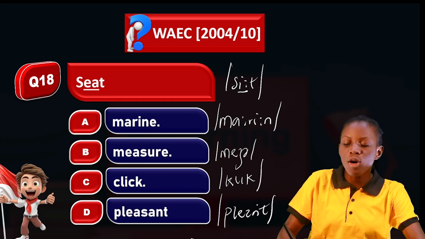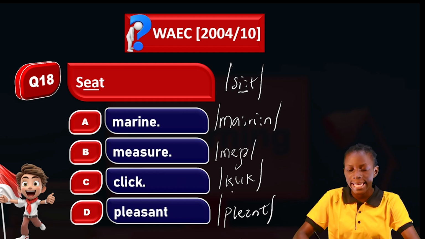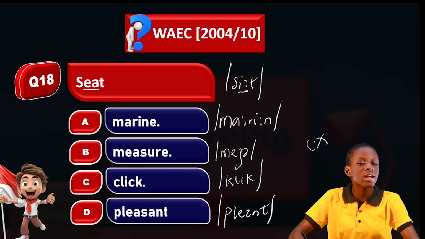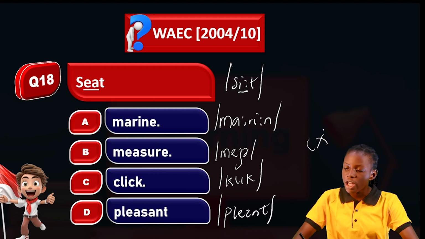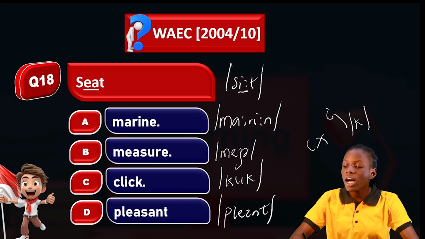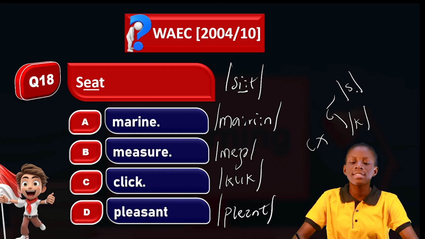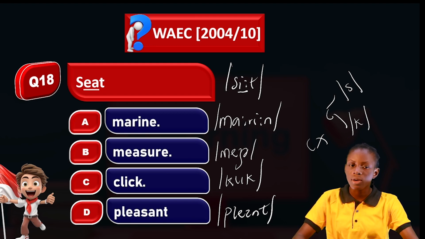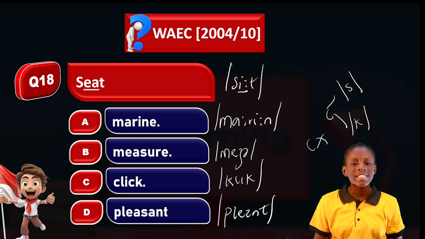Now note, if you wonder why I used a K instead of a C, there is no C in the 24 consonants. So if you see C, your C either produces the sound as in click or the sound as in cell. Okay, so this is your C for you, click and not C. Okay, so now what is our answer? Have it transcribed.